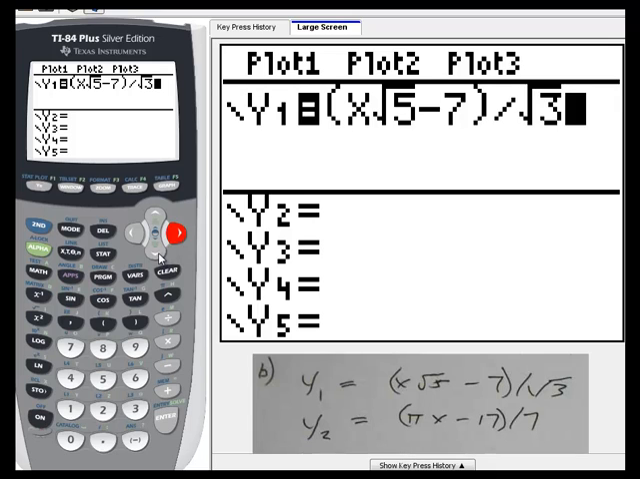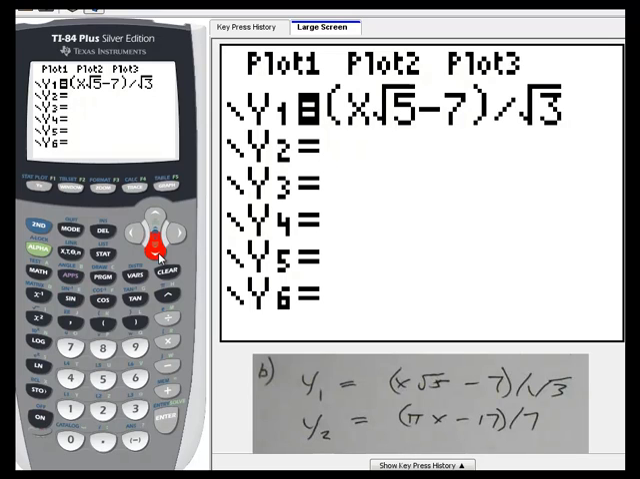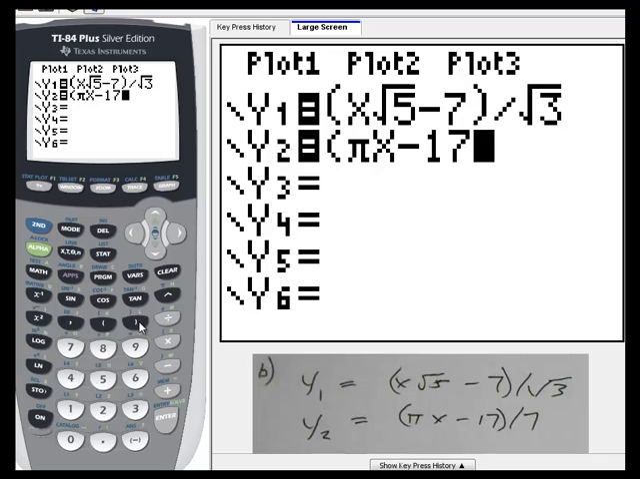Okay, let's go to our y2. This is a parenthesis. Pi. Now, pi has its own key directly on the calculator keyboard. It's actually the secondary function of the caret key here. So go second pi. There it is. And then x minus 17, parenthesis, divide by 7.